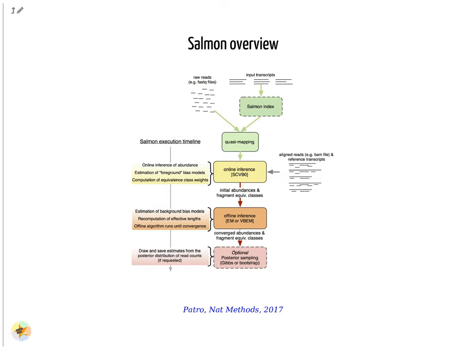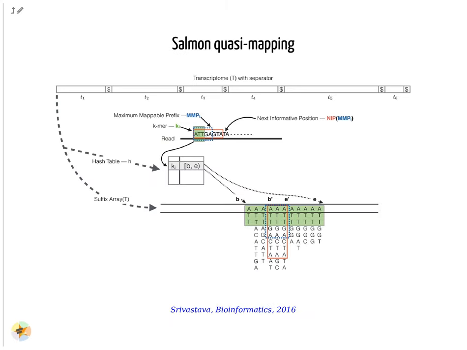Then an online inference algorithm estimates initial expression levels and model parameters. Following that, an offline inference module learns the background bias models from the initial abundance estimates and corrects the effective transcript lengths. Finally, an expectation maximization algorithm is used to estimate the relative abundances. Now we will look into some details about quasi-mapping.